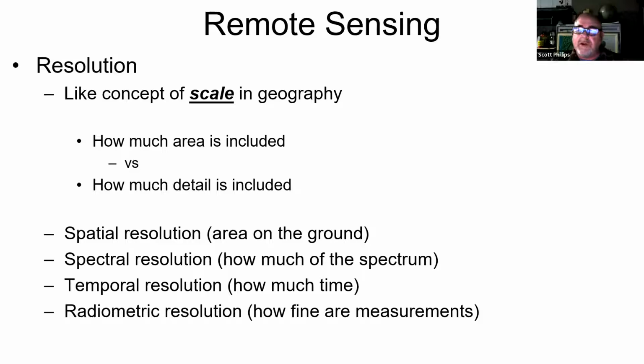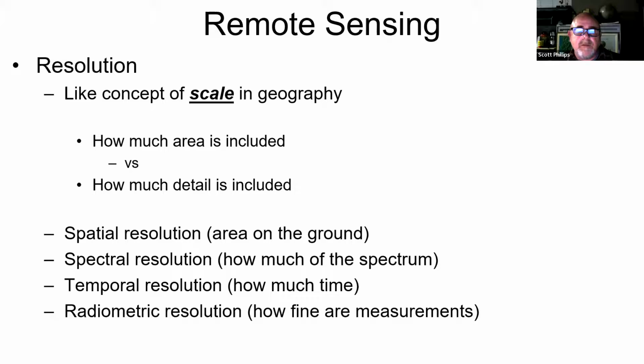Are you going to collect over a large area, or are you going to collect very detailed data over a smaller area? And there's different types of resolution in remote sensing. There's spatial resolution. That's the one most similar to scale. It's how much area on the ground are you gonna collect. Something called spectral resolution. How much of the electromagnetic spectrum, how many different bands of information are you going to collect? An important concept is temporal resolution. How often can you go back and do measurements in the same place?